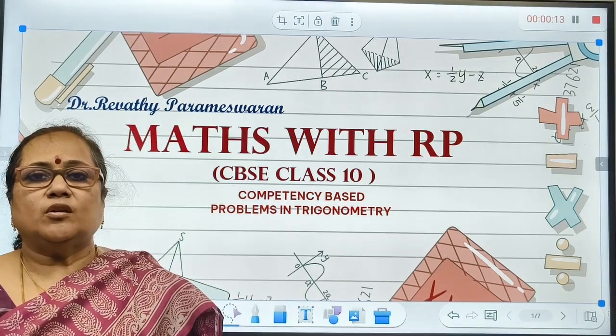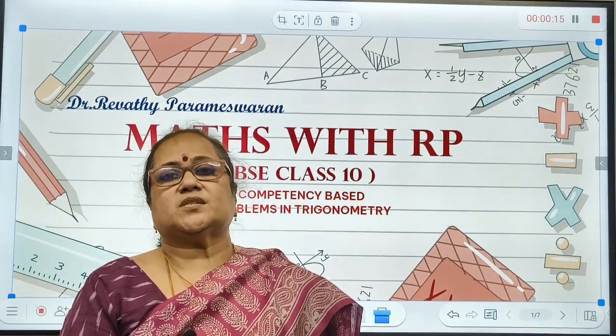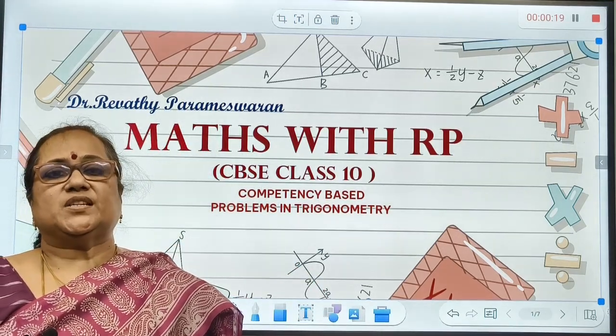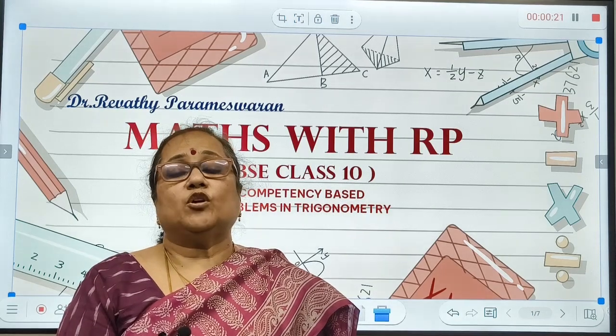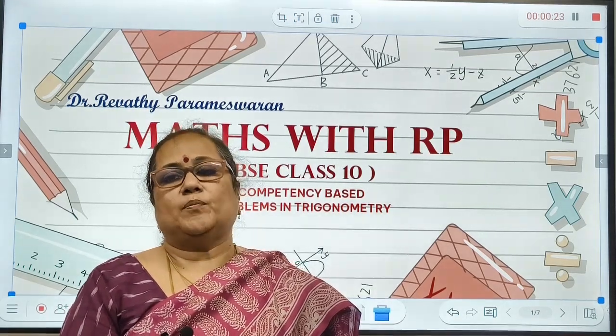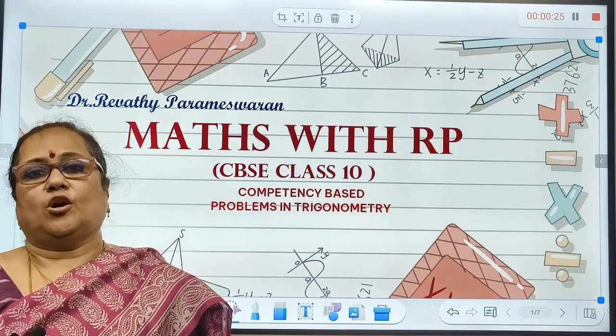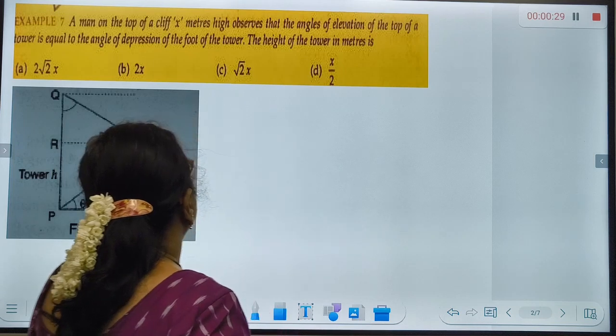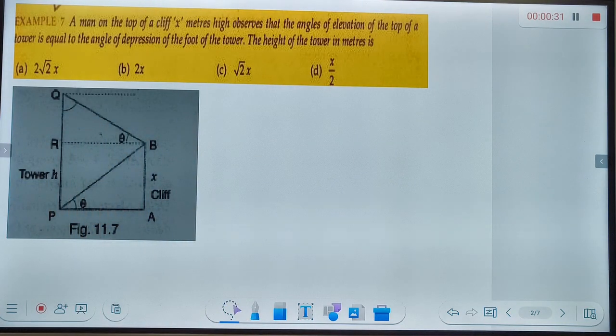Today we are going to solve competency based problems. Not difficult, but competency based would mean that we are going to solve some application based problems involving trigonometry. So let us look at the first problem.